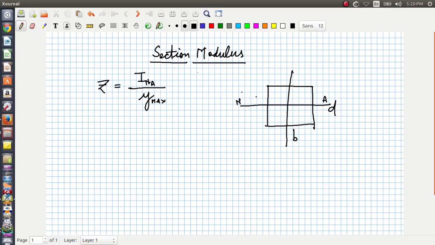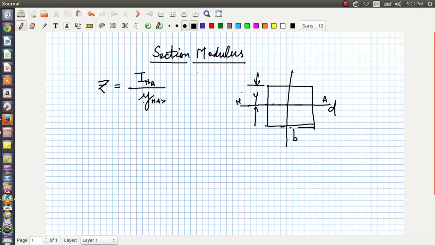So in this case, this distance y is going to be y max. It being a symmetric cross section, the topmost fiber with reference to the neutral axis and the bottommost fiber are the same distance. So y max is going to be this much, the same as below.